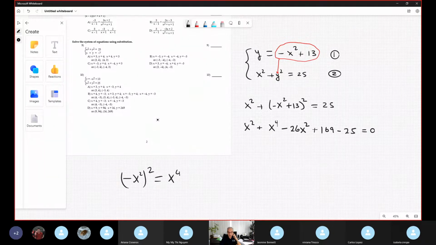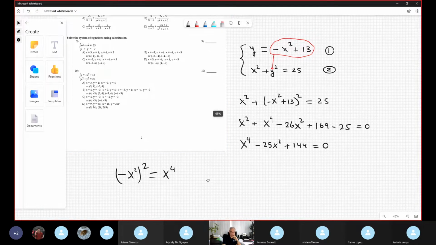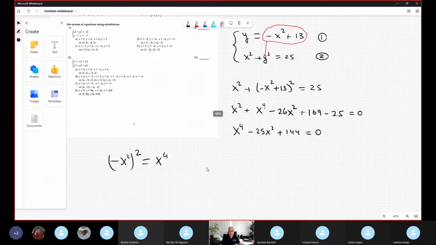Organization is, I put the higher degree first, 4, it's a polynomial. We combine 169 minus 25, which is 144. So x to the 4th minus 26x squared plus 144 equals 0. Well, in this case, you can factor that polynomial, or using the quadratic formula is possible. But okay, it's easy, or relatively easy.